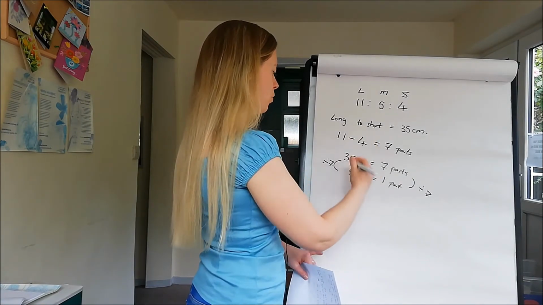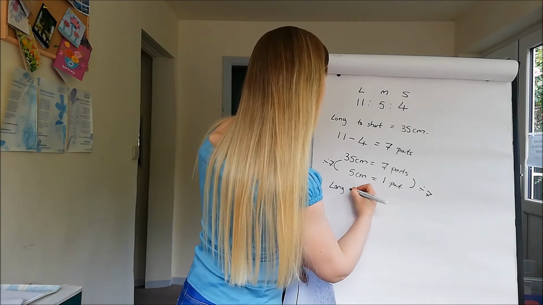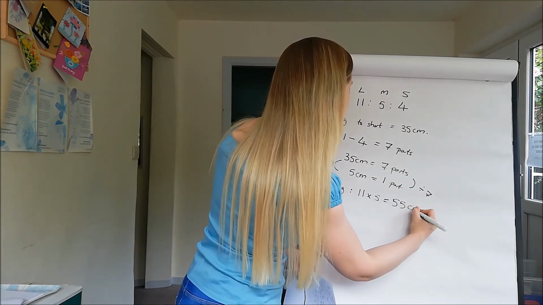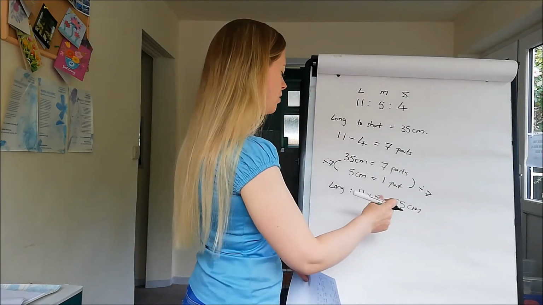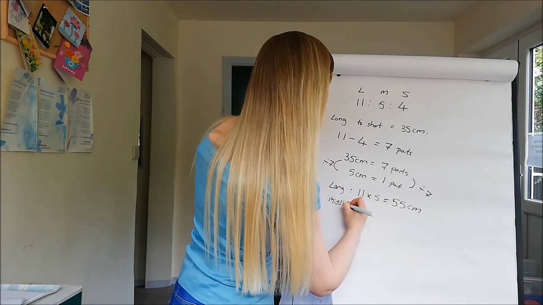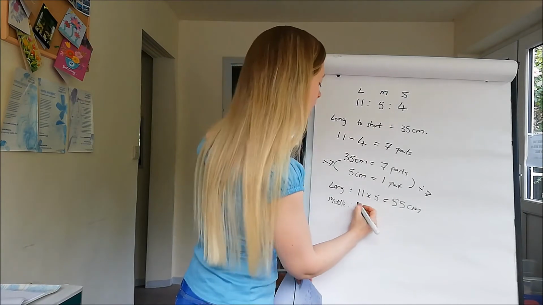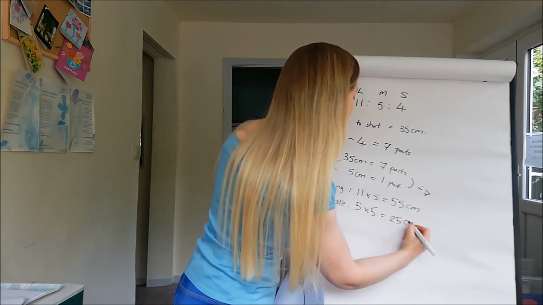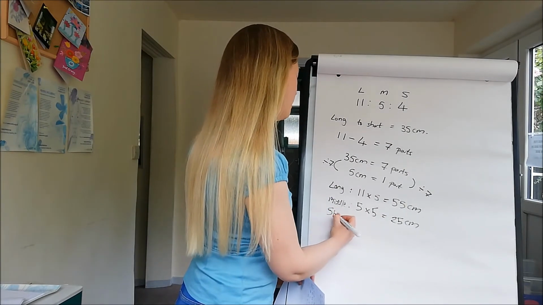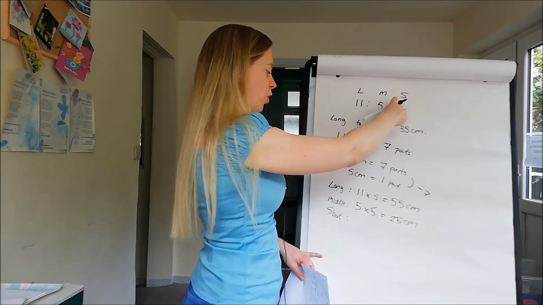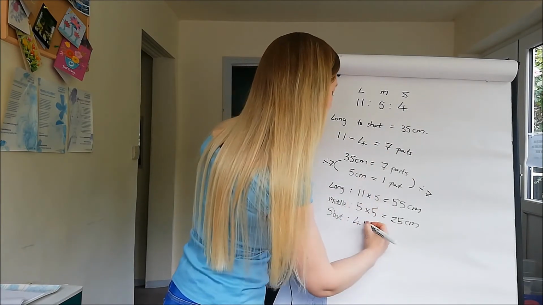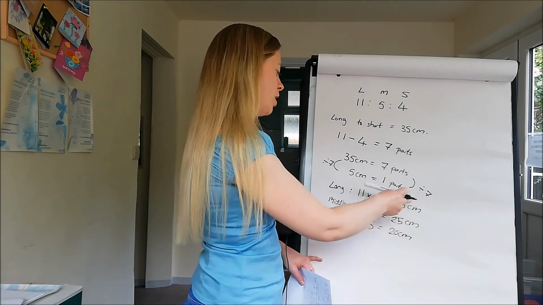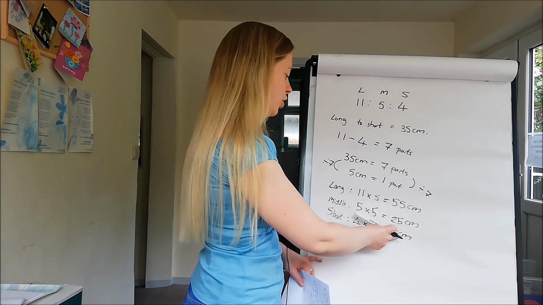And if 5 centimetres equals 1 part, then our long side must be 11 times 5, which is 55 centimetres, because the long side is 11 parts. The middle side, or the medium side, is worth 5 parts, so it's worth 5 lots of 5 centimetres, which is 25 centimetres. And then the short side is worth 4 parts, so 4 lots of 5 centimetres, which is 20 centimetres. So the long is 55, the middle is 25, and the short is 20 centimetres.